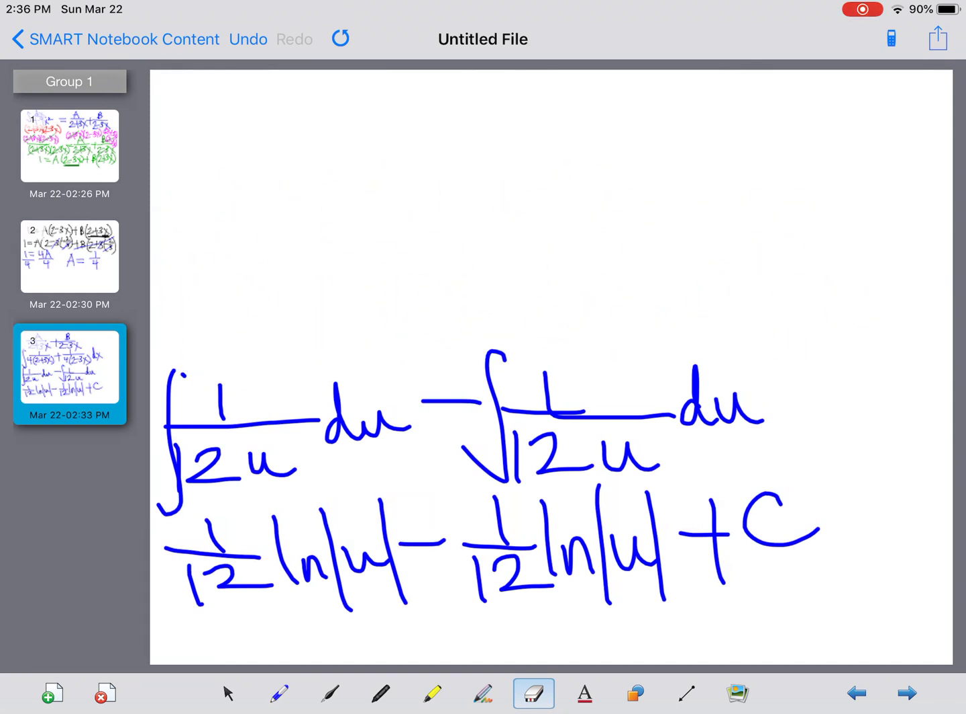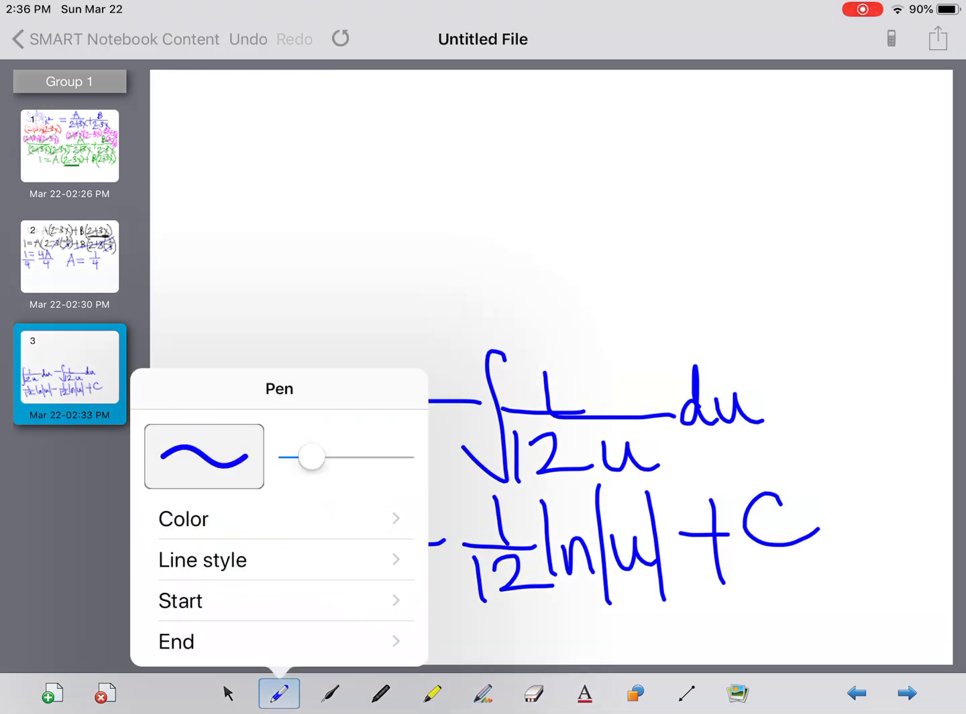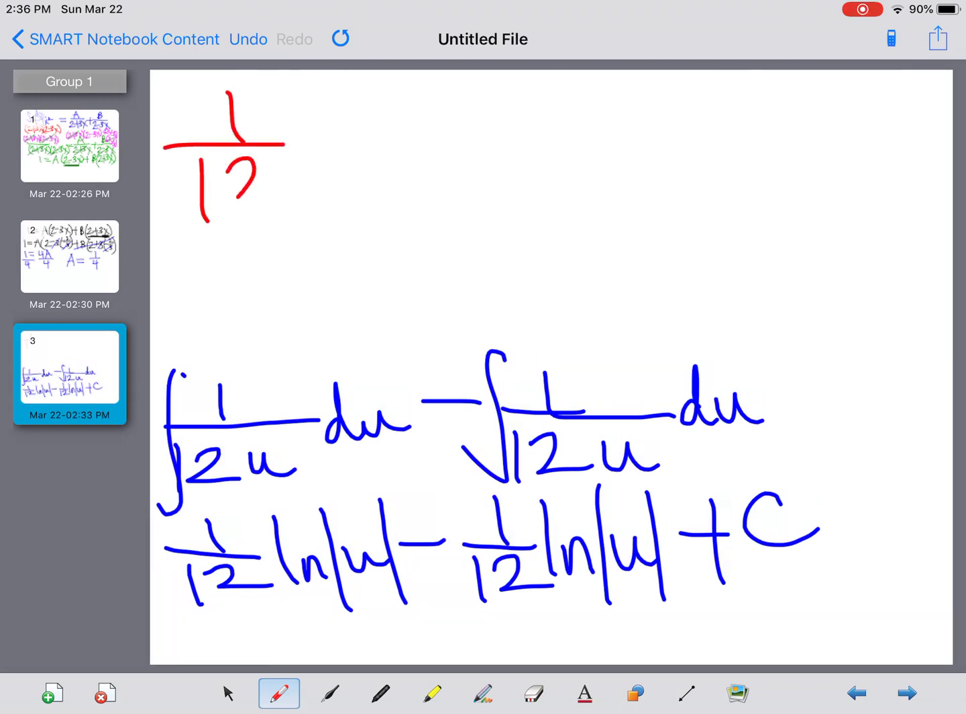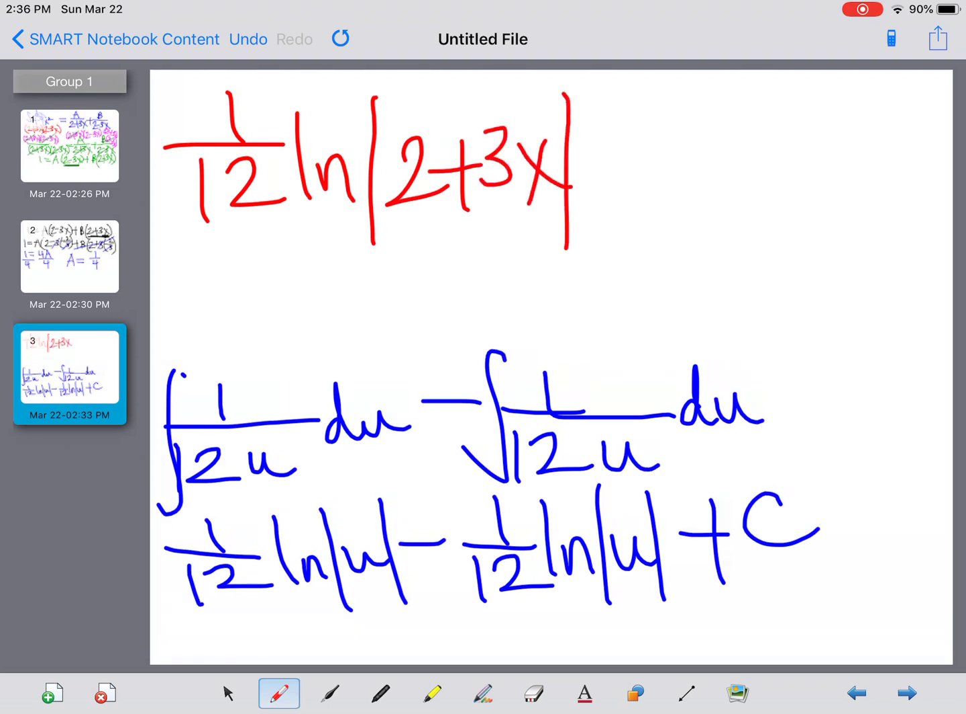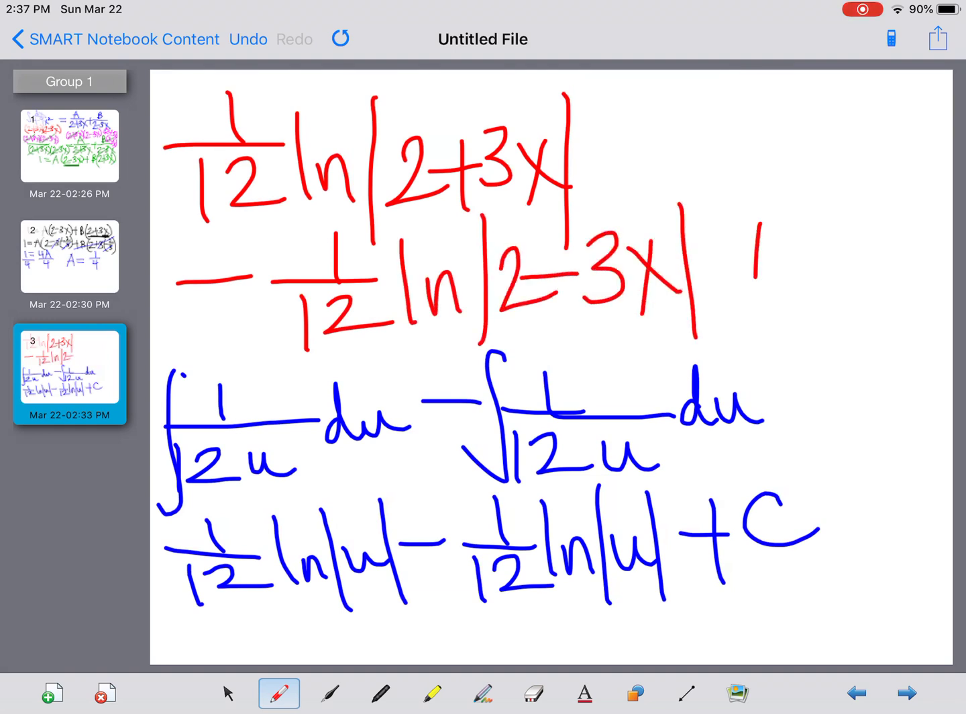And the last step, when we back substitute what u originally was for each fraction, we have as our final answer 1/12 natural log absolute value of 2 plus 3x minus 1/12 natural log absolute value of 2 minus 3x plus your constant C. In the next video, I will show you another example involving partial sums.